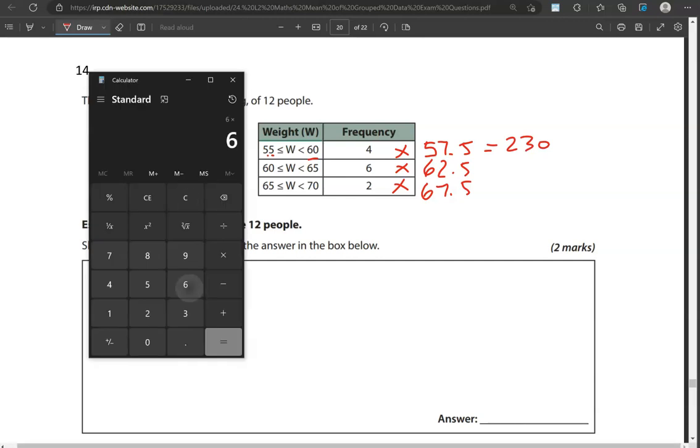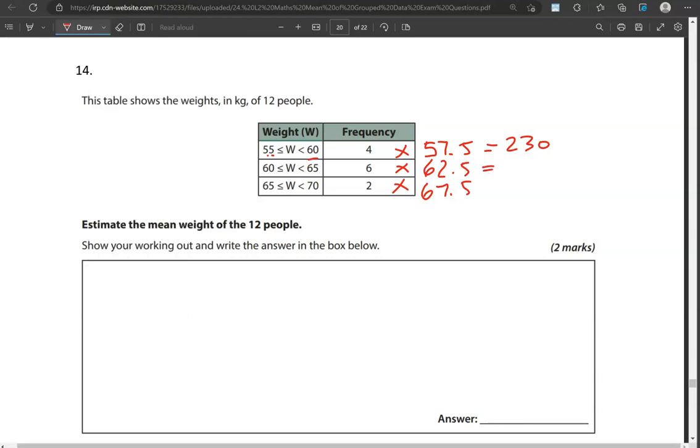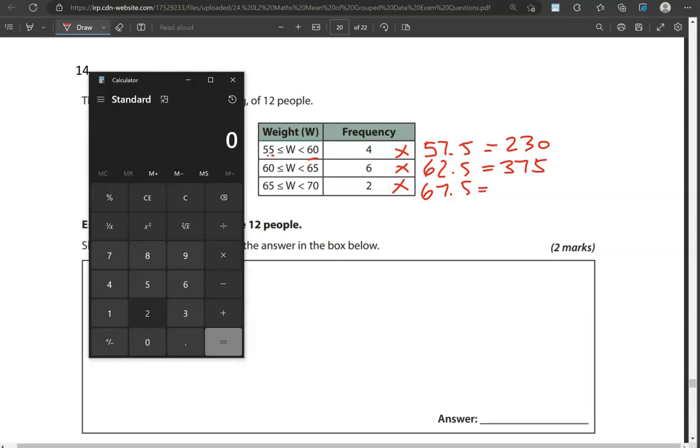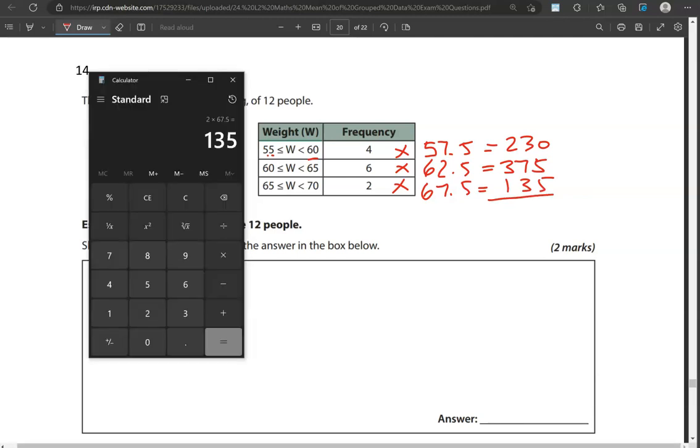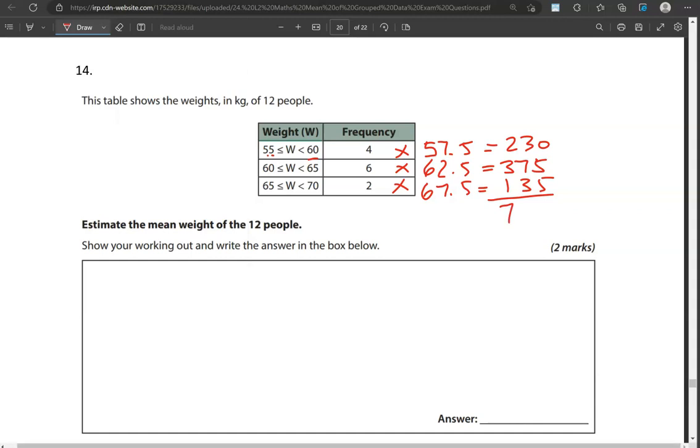6 times 62.5 is 375. 2 times 67.5 is 135. So adding 135 and 375 and 230 gives us 740 in total, which we're going to divide by the total for frequency. 4 and 6 is 10 and the 2 is 12.